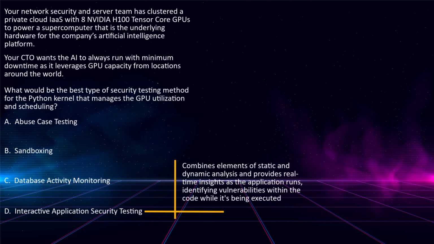Live in production? IAST would be particularly effective in this scenario as it can comprehensively analyze the Python kernel's runtime control, data flow, and interactions with GPU resources. The fact that it can do this in real time works to minimize downtime from having to stop the application or affect it negatively, like in abuse case testing. The correct answer is D.